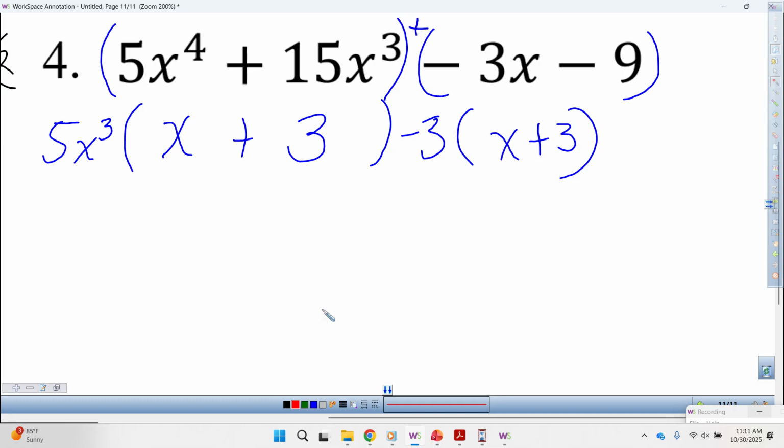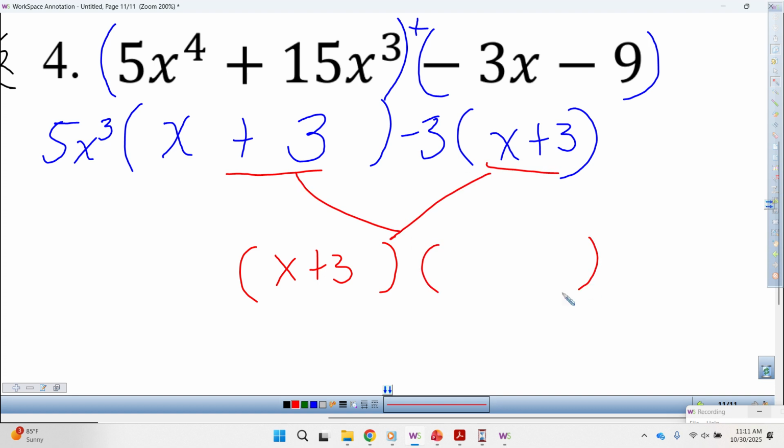So, with that said, what is our first factor? X plus 3. This one with this one. And what's our second factor? Five x to the 3rd minus 3. That is correct. Hands if you got that. Yes? All right.